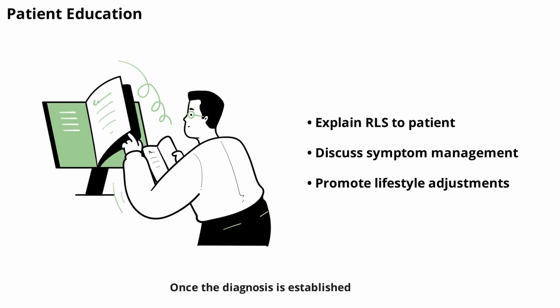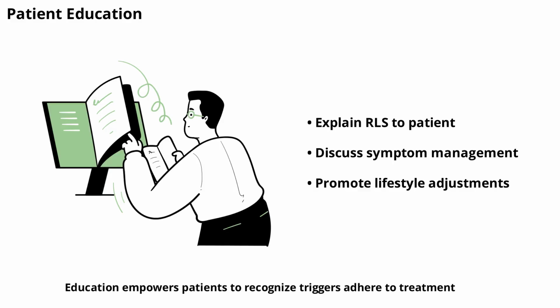Once the diagnosis is established, doctors take time to educate the patient about RLS. They explain the nature of the disorder, its typical course, and what to expect in terms of symptoms and management. Education empowers patients to recognize triggers, adhere to treatment, and make lifestyle adjustments that can improve their quality of life. This step is essential for long-term success in managing RLS.